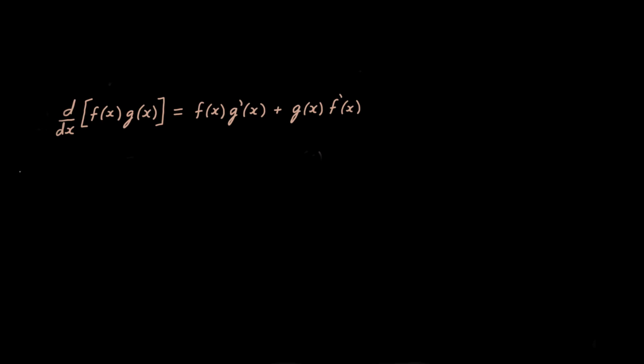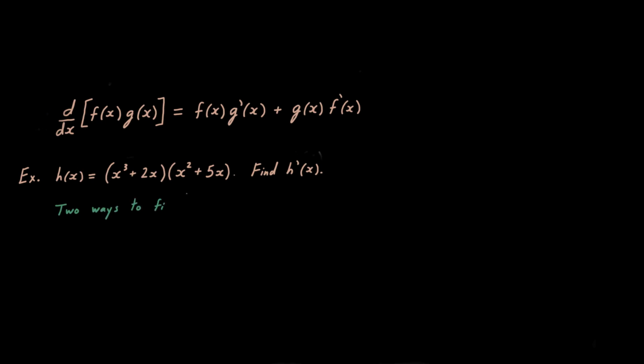Alright, let's start with the product rule here. How does this work? Well, let's start with something we already know how to do. Let's let this function h be x to the third plus 2x times x squared plus 5x. Find the derivative of that whole thing. Well, one way to do it is to do it the way we already know how. Get rid of those parentheses, just FOIL.